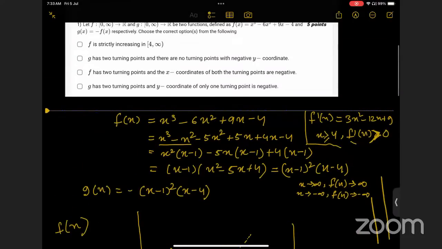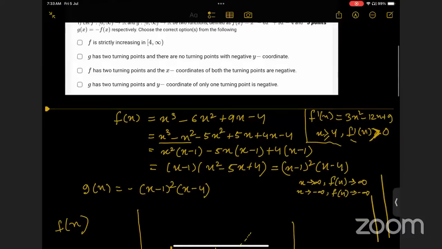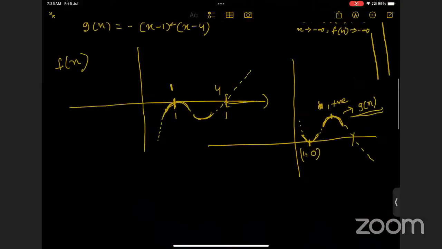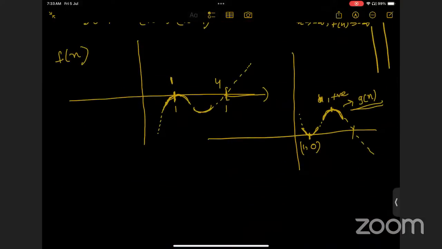The fourth option is saying G has two turning points and the y coordinate of only one turning point is negative, which is also wrong, right? Because for both the points here, the y coordinate is positive. Yes, ma'am. So option A and option B are correct.